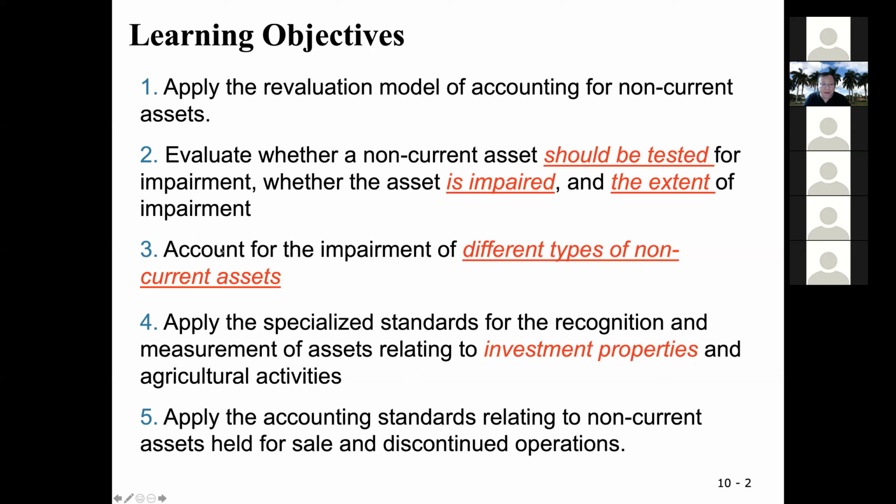This is our focus. Our focus is about the revaluation model and impairment testing. These are very, very important topics, okay? But the other topics are also important, but I don't have time to cover all of them. So make sure you spend your own time to read about investment properties, agricultural activities, and assets held for sale and discontinued operation. Our focus today is the first three, okay?